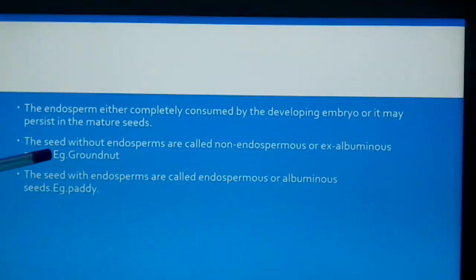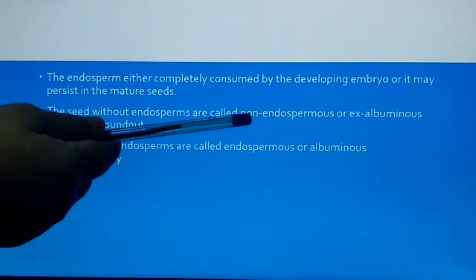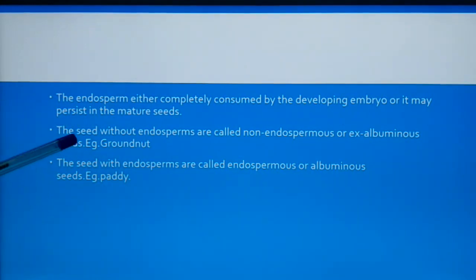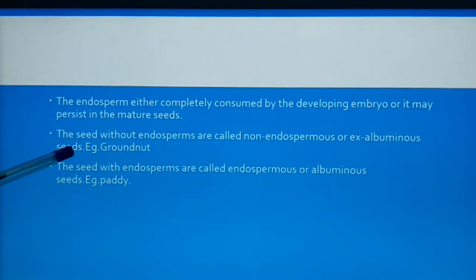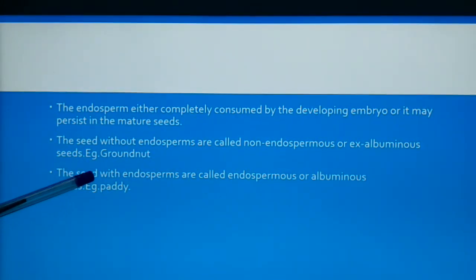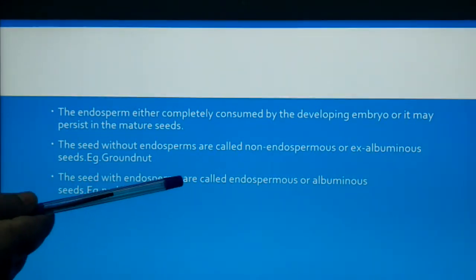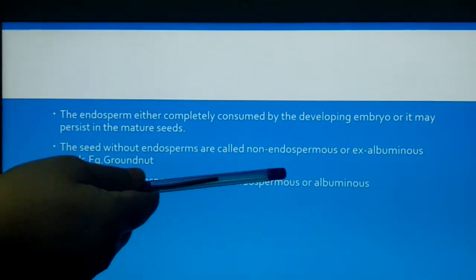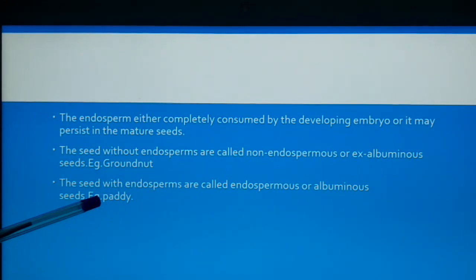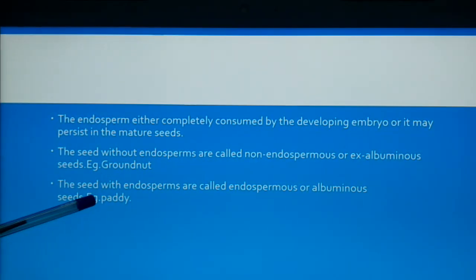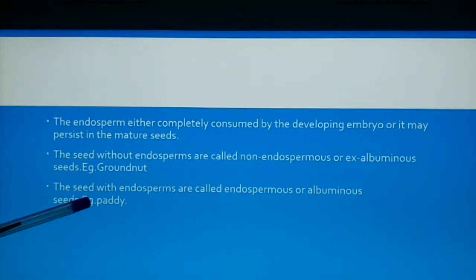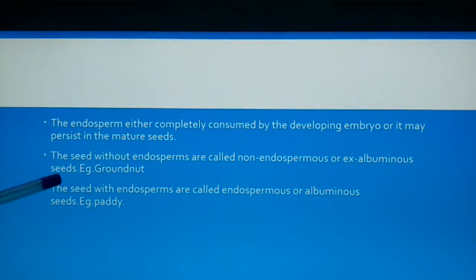So seeds without endosperm are called non-endospermous or exalbuminous seeds. In these plants, the embryo is used as a nutritive tissue. Examples: groundnut and beans. Those seeds which have endosperm are called endospermous or albuminous seeds. In these plants, the endosperm is used as a nutritive tissue for the developing embryo. Examples: paddy, coconut and castor.